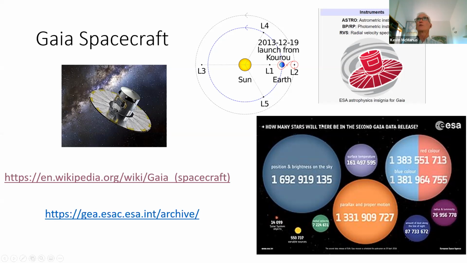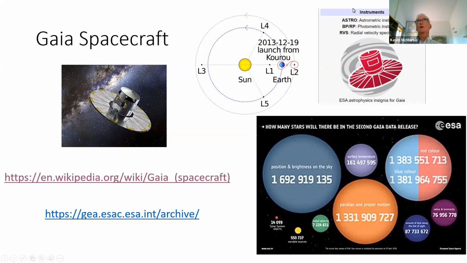And let's see, what else is cool about it? As far as instrumentation on it, there's three general classes of instruments on the spacecraft. There's a set of instruments that do astrometrics, and astrometrics is concerned with measuring the position and motions of the objects under observation.